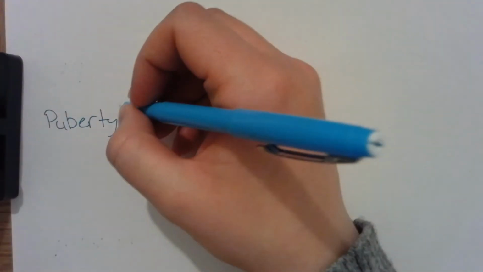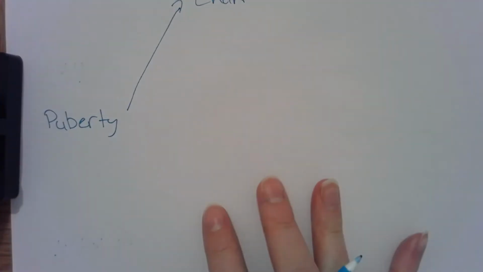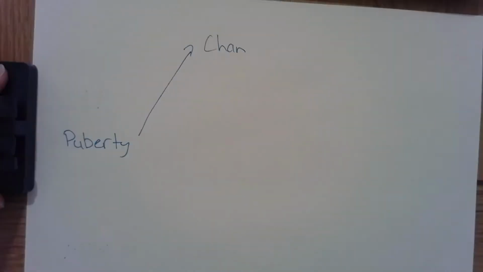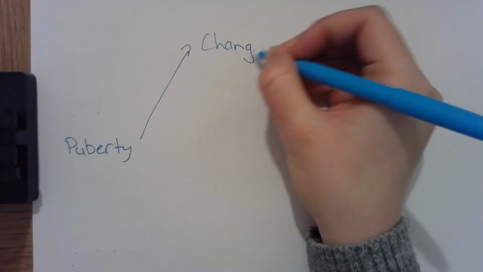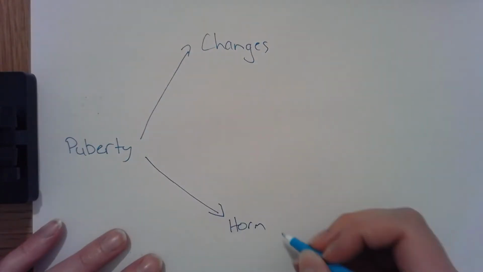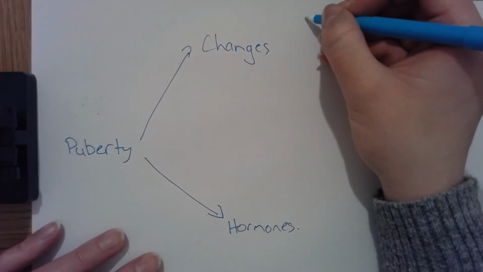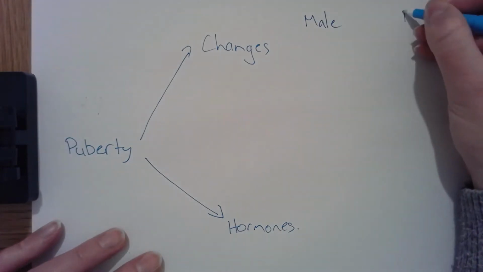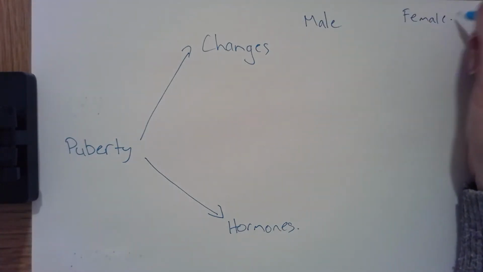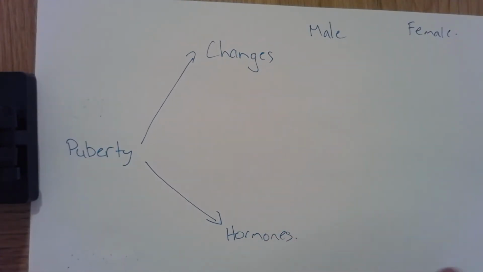And with puberty, really, there are two things that you need to be able to know. You need to know about the changes that take place during puberty, and you need to know about the hormones that control it. And you need to know these for both male puberty and female puberty. So a lot of these things will be sort of familiar, common sense. You'll talk about them in PSHE and other lessons, or have experienced them.